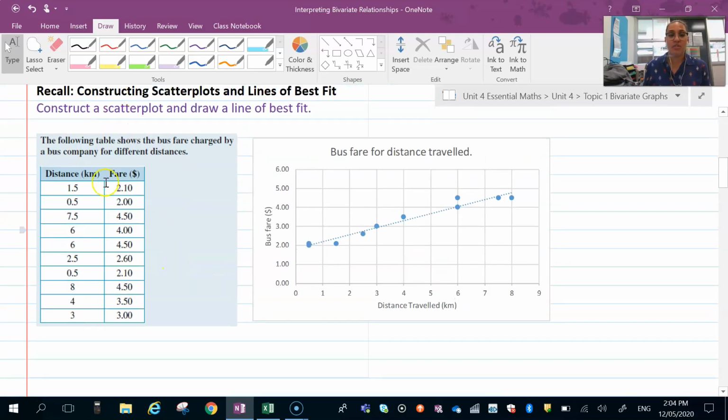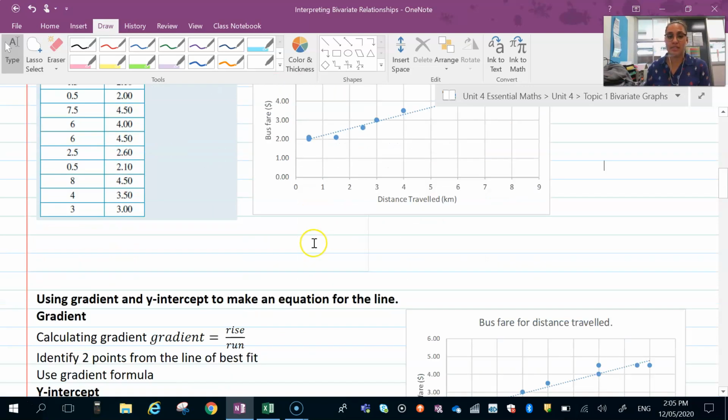So if we have a look here, you will normally get something like this where you need to construct a scatter plot, making sure that you've got your axes appropriately labeled, and the data is placed in, with a title, and then you try to draw a line of best fit to the best of your abilities. I've used Excel to do this because one, it's a lot quicker, and two, it's a lot more accurate. You'll be constructing these for your PSMT.